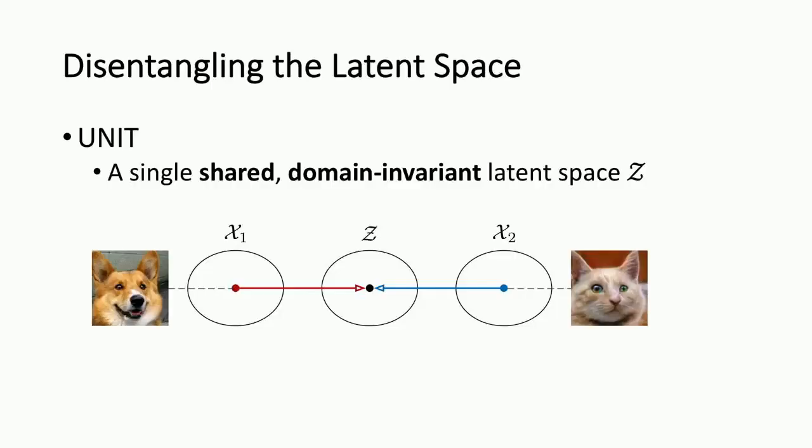So instead of, as in UNIT, which has a single shared and domain invariant latent space, we think that the problem is that they don't consider the style distribution of each individual domain. So as a result, they are not able to generate diverse and multimodal results.